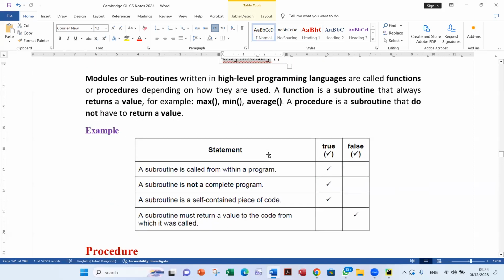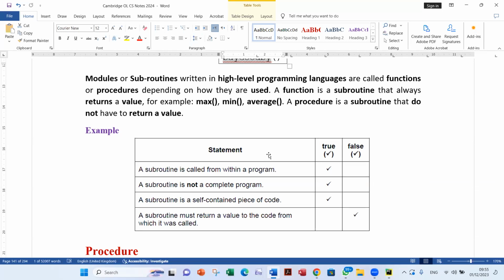So you say true. A subroutine is not a complete program. It is true. A subroutine is a self-contained piece of code. This is written in my notes, but actually you haven't witnessed that yet. Just say true, and we will go through it in more detail.